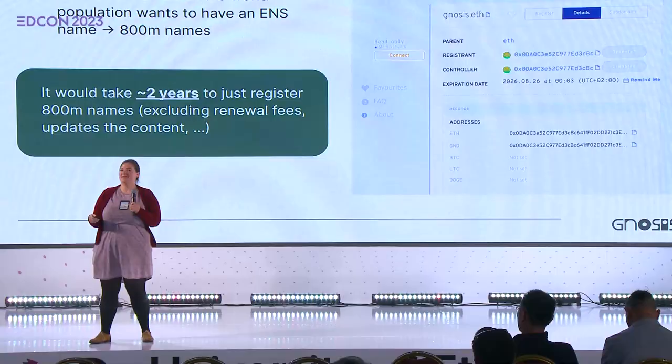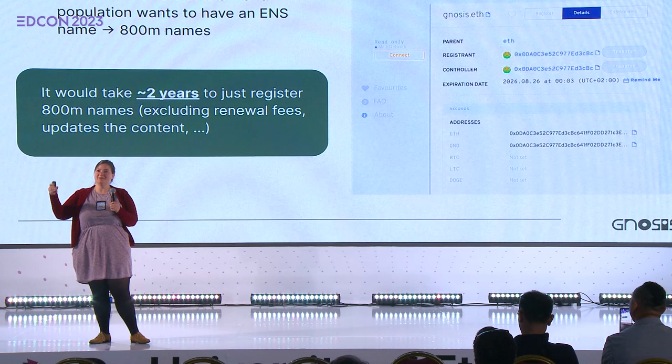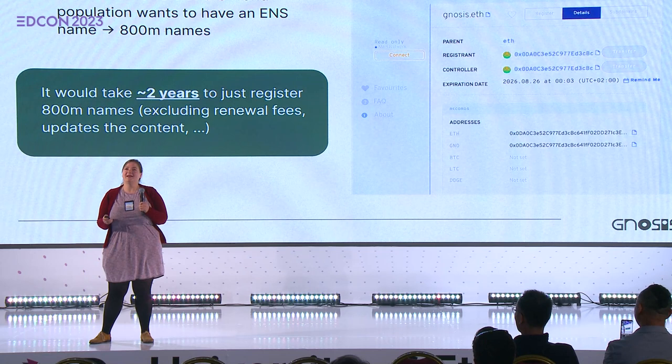So let's look at some examples. ENS names. You all have an ENS name. But let's assume 10% of the world would actually want to register an ENS name for themselves. That's 800 million names. If Ethereum did nothing else but register ENS names, and I'm not talking about renewal fees or updating content, it would still take 2 years to register all of these.